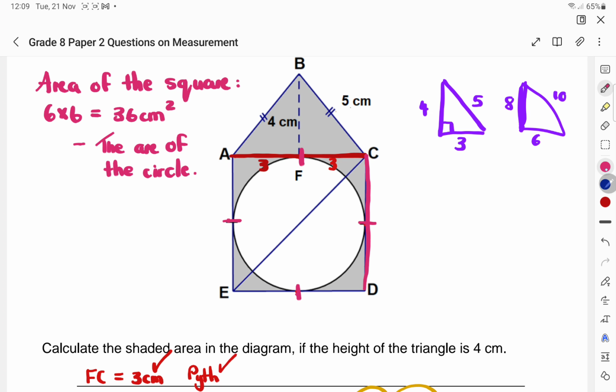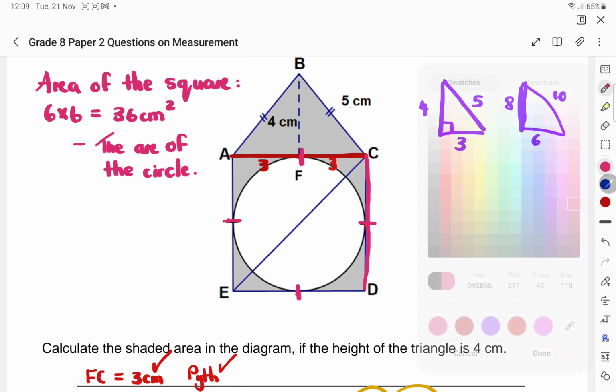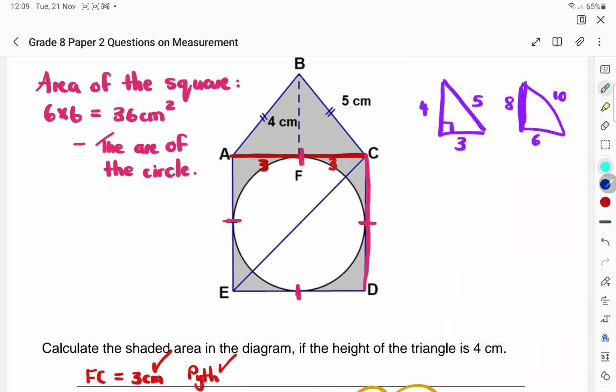So now we need to figure out what is the radius of this circle. Let me just try another color. The radius, can you see, is going to go from one edge to the other edge, and it's going to be half of it. From here to here, do you agree it's the same length as there to there, which gives you 6. So what is the radius? 3. Okay, and the area of the circle is pi times the radius squared.